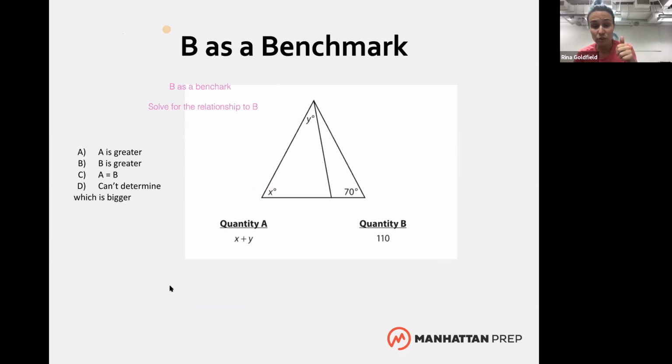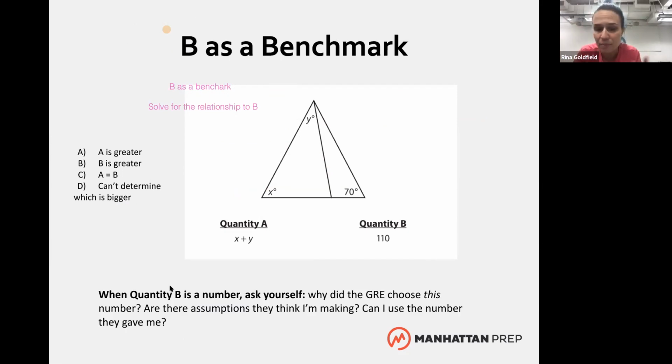So B as a benchmark, what we're going to be looking for when quantity B is a number, ask yourself, why did the GRE choose this number? They're never choosing a random number. They're giving you that number for a reason. Why did they choose this number? Are there assumptions they think I'm making? Can I use the number they gave me? That's what you want to be thinking about. Let's see another one in action.